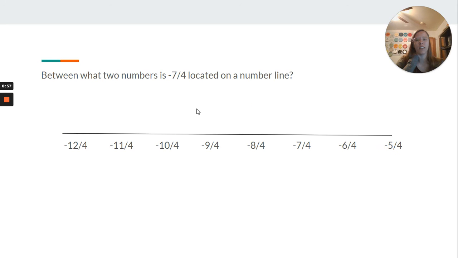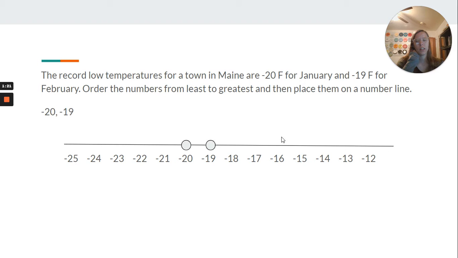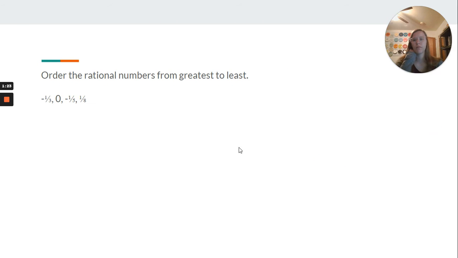Then we looked at finding between what two numbers a number is located on a number line, especially with fractions. So we located negative 7/4 here between negative 8/4 and negative 6/4. We looked at real life numbers on a number line, ordering them. So from least to greatest, negative 20, negative 19, and then on the number line.